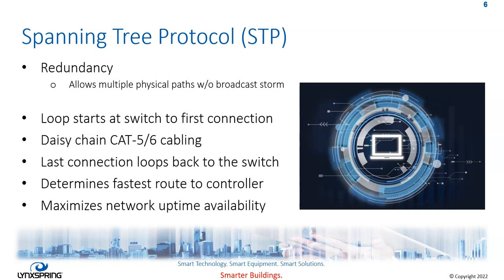We leverage spanning tree protocol in the Edge VAV product line to create a loop from one port of the network switch to daisy chain a maximum of 25 controllers back to another port on the network switch. So this loop arrangement allows multiple paths between controllers and the network switch should one connection or controller fail. Spanning tree protocol is going to determine the fastest route to a controller and use that path until a faster path can be found, or if the device is no longer reachable by the quickest path.